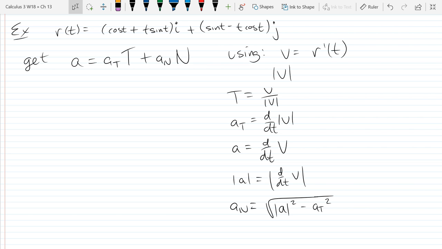Yeah, that A needs that, because that's a vector and that's a scalar. That's going to be forced to be positive, but you can't square a vector.